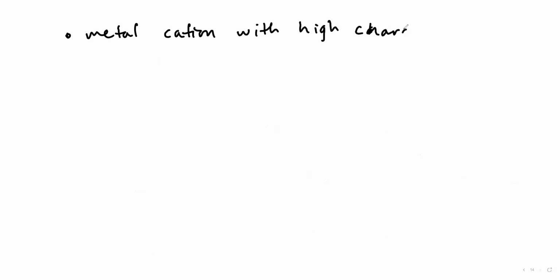There's one other category of common weak acids. Our third bullet point under the common weak acids is metal cations with high charge. We'll study this later on in the semester, but a good example is something like iron 3 plus.